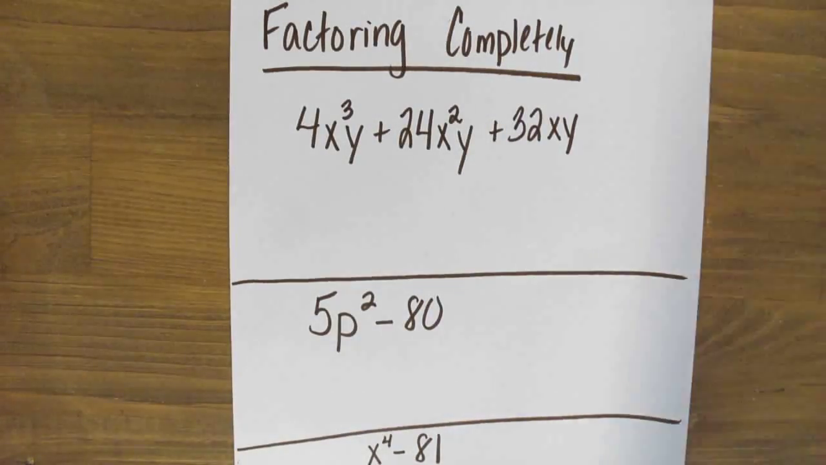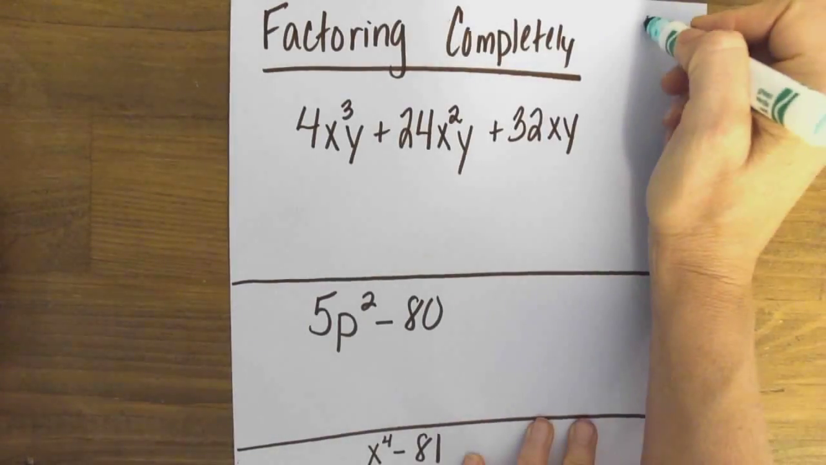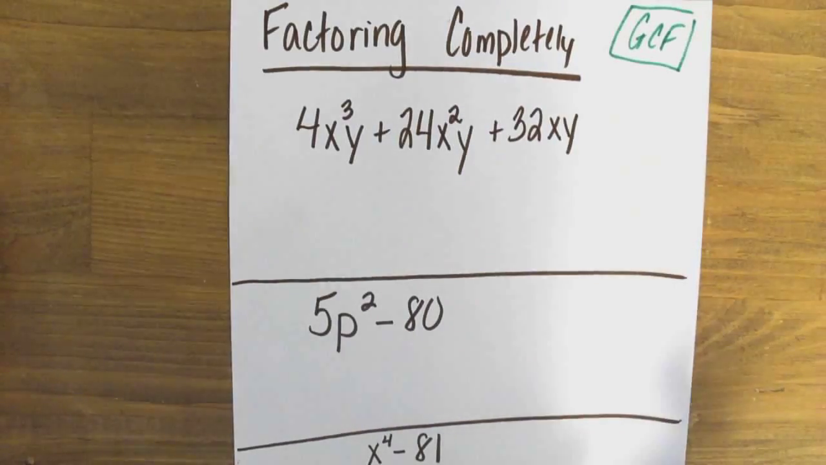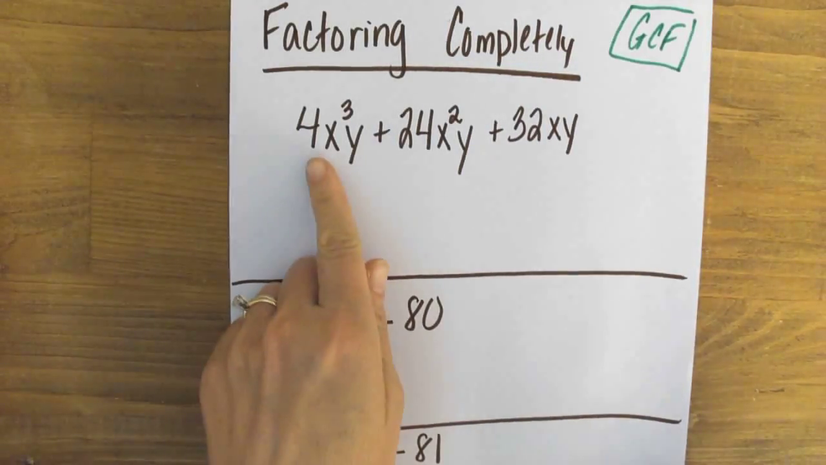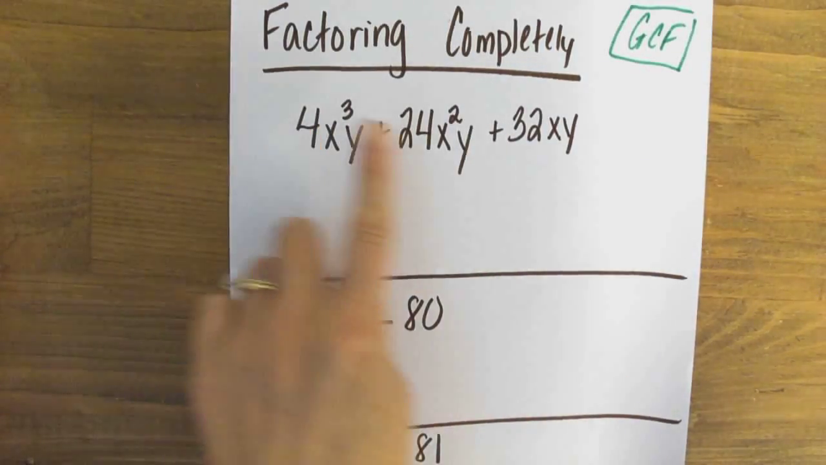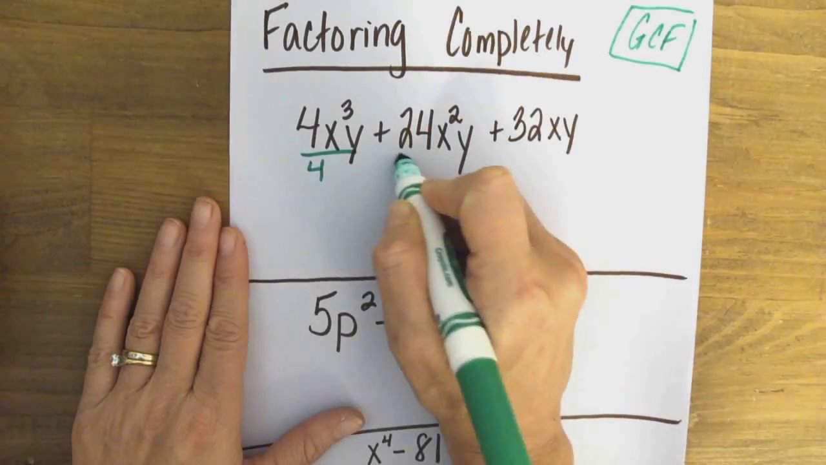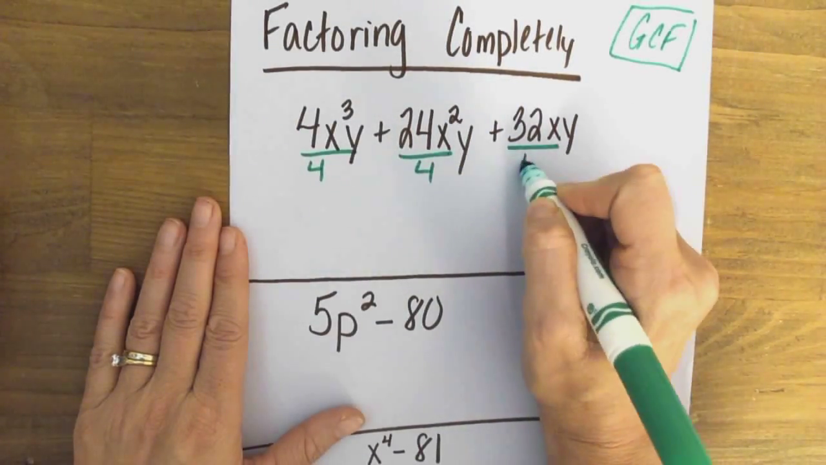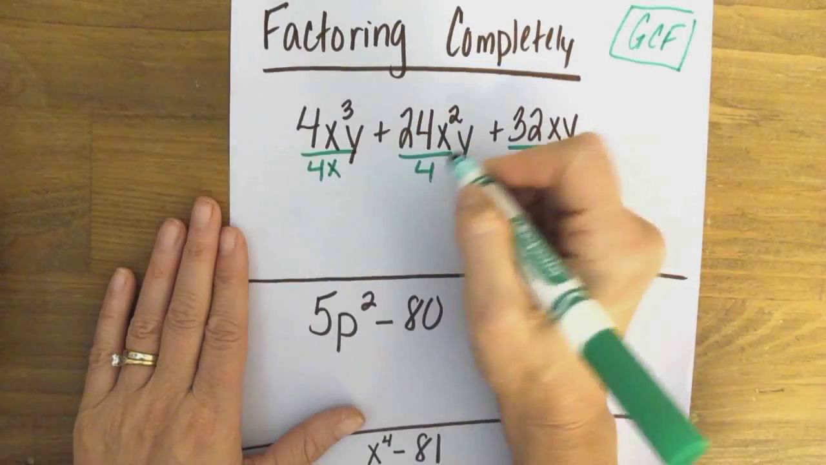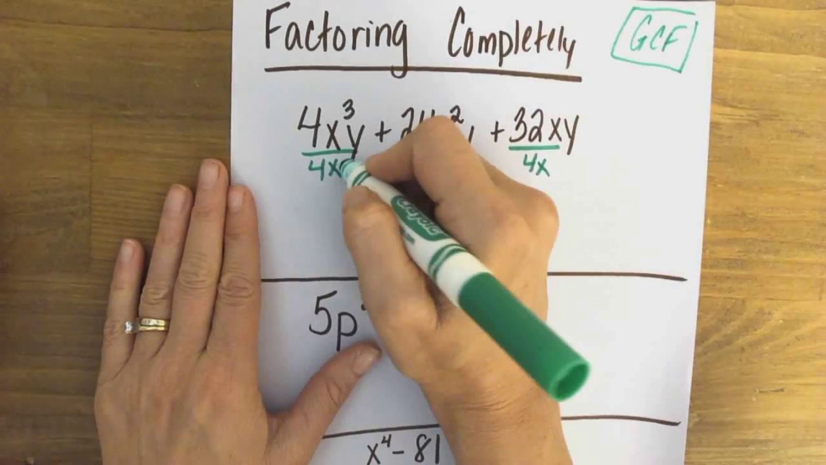Okay, this video is going to be about factoring completely. I can't emphasize enough how important it is to take out a GCF. So if I look at these three, the biggest number that divides evenly into 4, 24, and 32 is a 4. I am also able to take out at least one x from everybody. So my GCF is 4x to start, and also a y, because they all have a y.